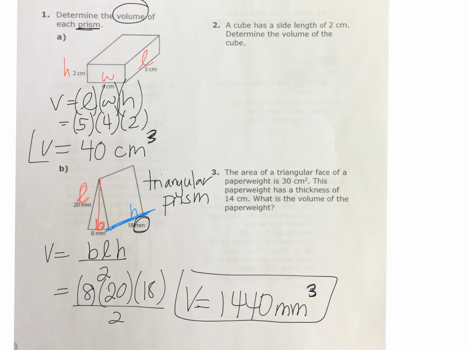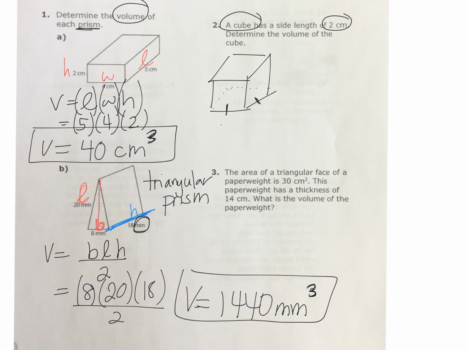Okay, this one was 40. It might help to visualize this. I'm going to draw a cube. A 3D square. What do you know about a cube? If it's a cube, what does that tell you about all the side lengths? They're equal. So if one side length is 2, the other side length is 2, and this side length is 2.